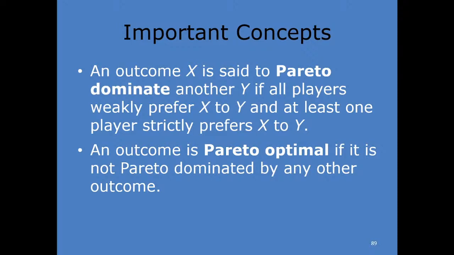So that's from the point of view of one player. If we look at the group point of view, an outcome is said to be Pareto optimal if it is not Pareto dominated by any other outcome, right? So that's the socially optimal decision that does not hurt anyone.